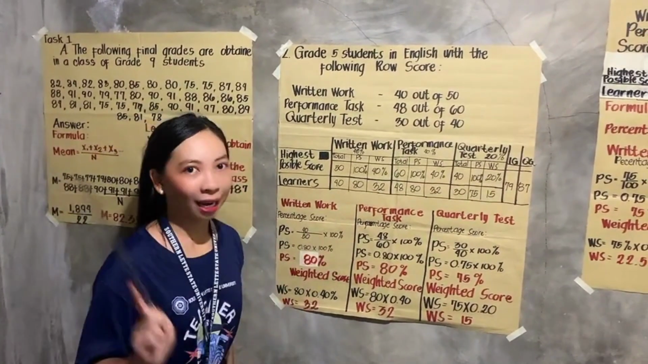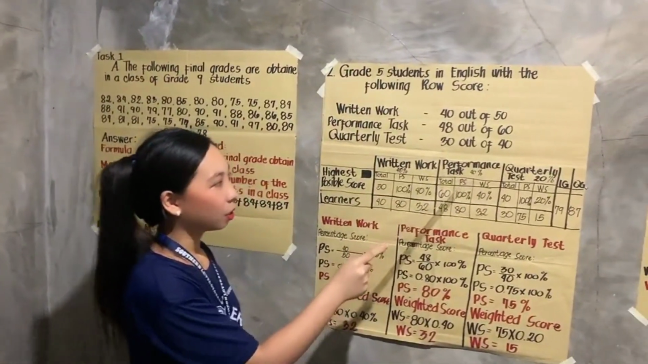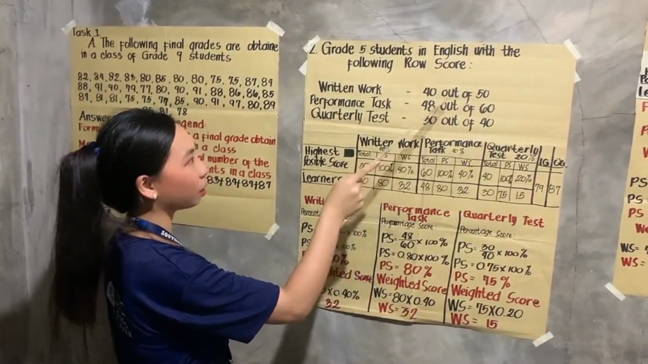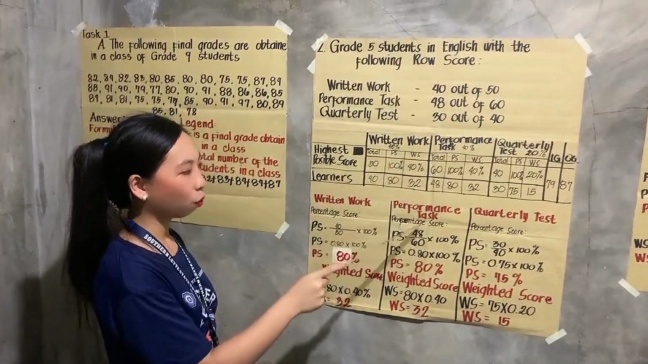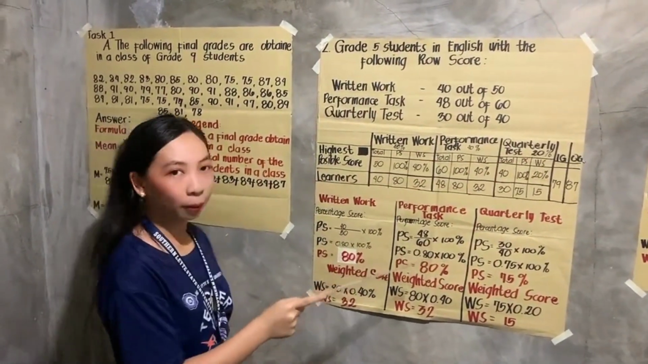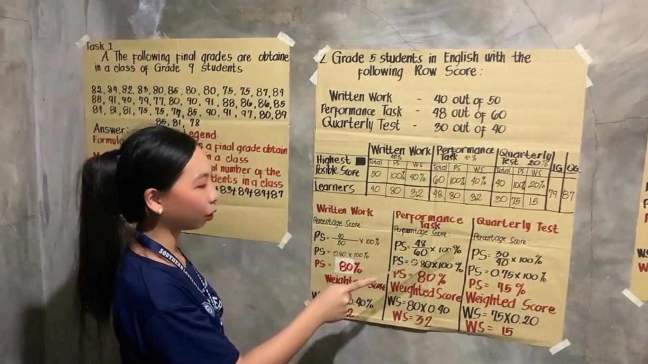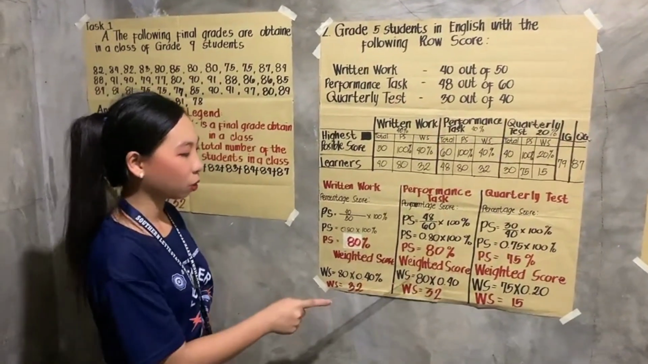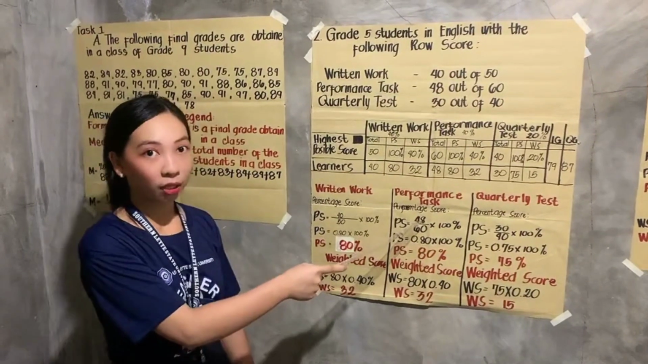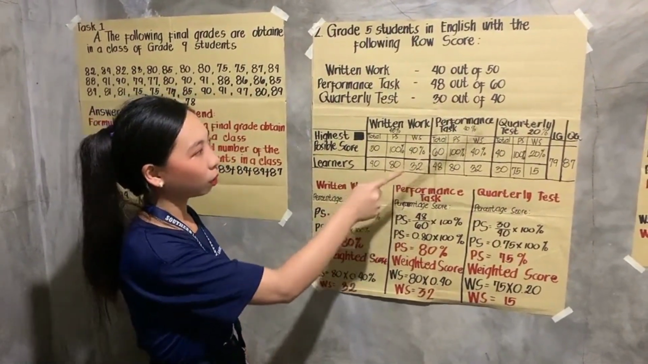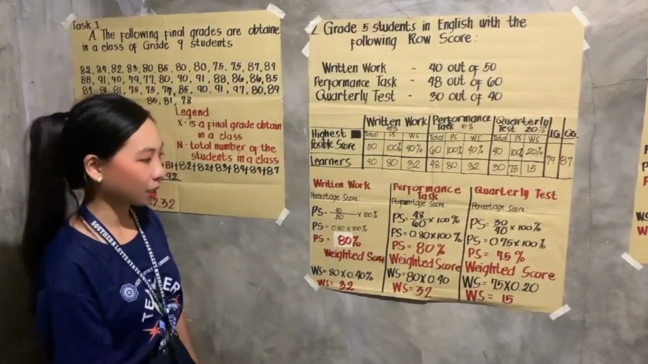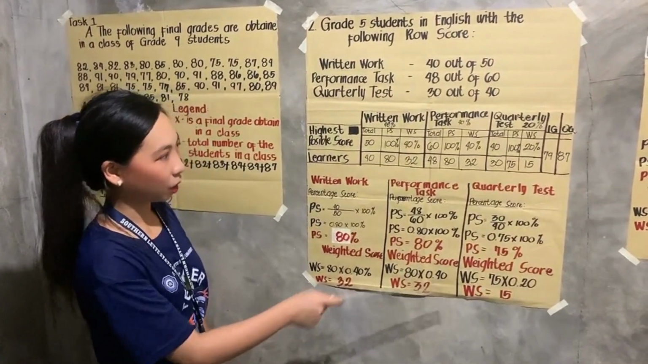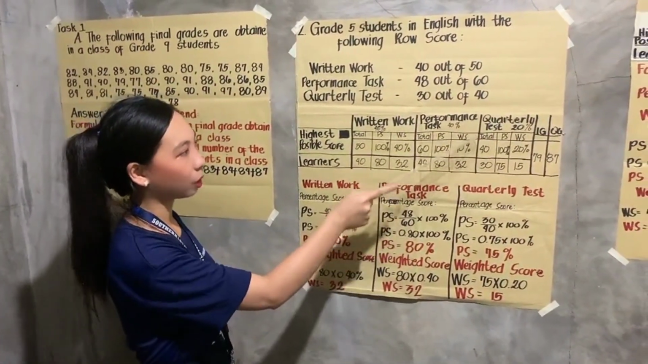So for the performance task, that would be 40%. The highest possible score is 60. So out of 60, the students got only 48. So 48 divided by 60, that would be 0.80. Multiplied by 100%, that would be 80%. In getting the weighted score, we're going to multiply the percentage score to the 40%, which is the performance task. So 80 multiplied by 0.40, that would be 32. That's why we put 32 as a weighted score in here.